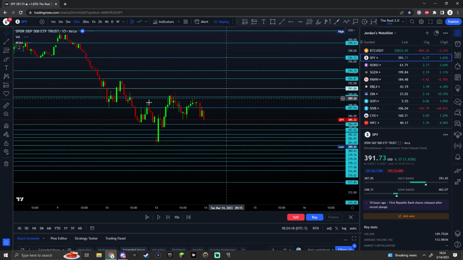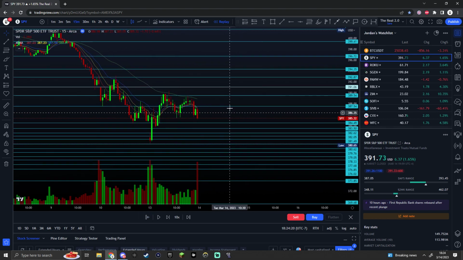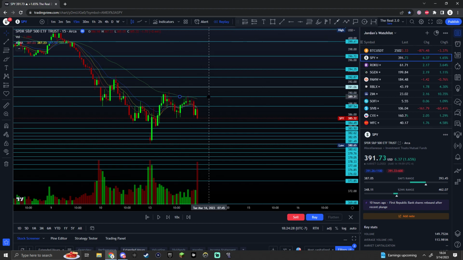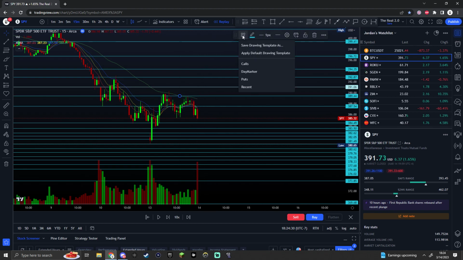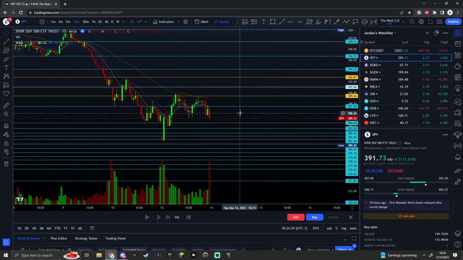So I'll mark out. So let's say price is up here. Let's see. This would be our bottom. That would be our top one. But I'll get to that. Let's just focus on marking out the key levels still.